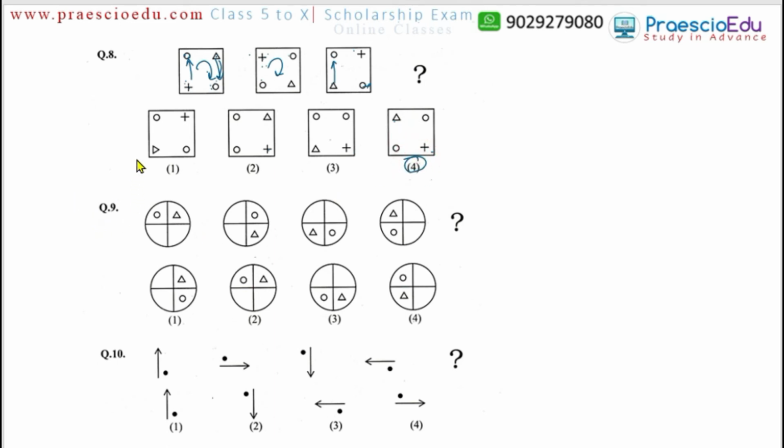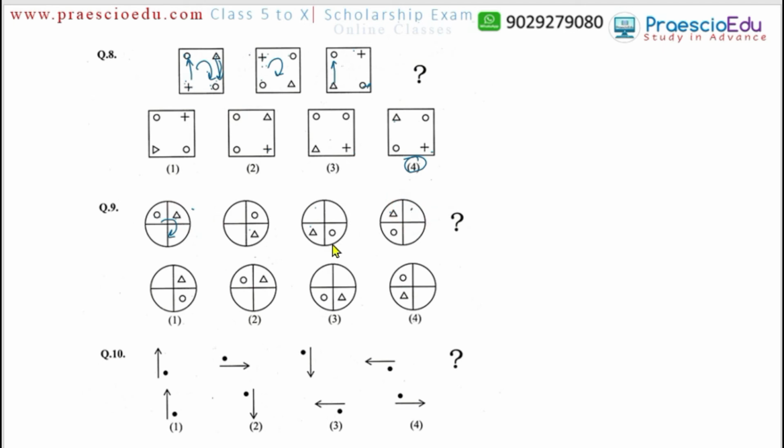Now question number 9, there is a pattern of a circle with two lines inside making quarters. Here the circle and the triangle are moving in this direction, we can say the clockwise direction as per the clock. So this triangle comes here, after this here, and again it will come the same as the first figure in this pattern.